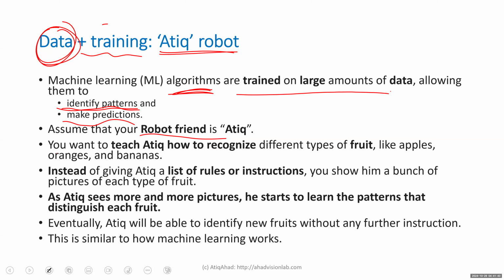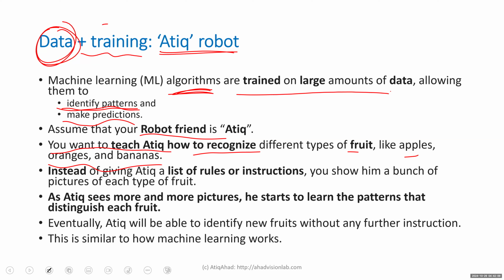You want to teach Atik how to recognize different types of fruits like apples, oranges, bananas. I don't know why mangoes are missing. I love mango. I never liked apples, oranges, bananas. Okay, so coconut and mango and jackfruit, these kinds of things are wonderful. So I think we should change the examples.